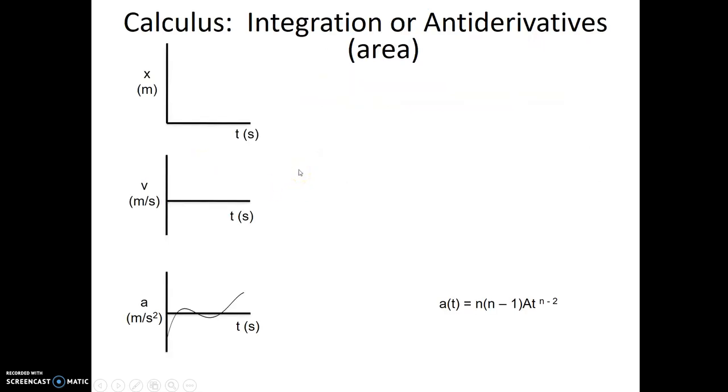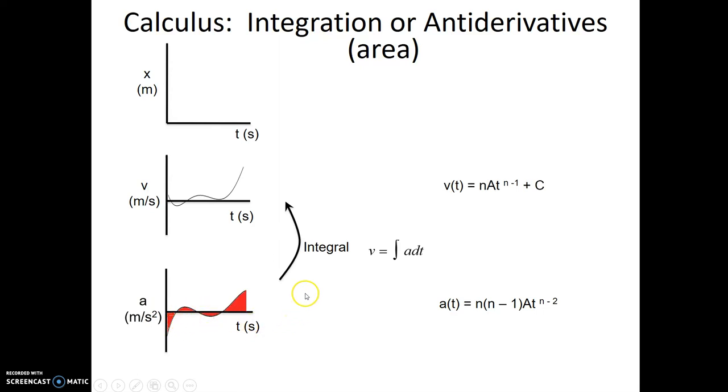Okay, so now what I want to look at is rules for figuring out the area. This is called integration or anti-differentiation. So let's say we have an acceleration time graph, and I want to figure out the velocity time graph or the position time graph. For this one, if you remember last year or a couple years ago, we would find the area underneath this graph. Well, that's called integrating or antiderivative.